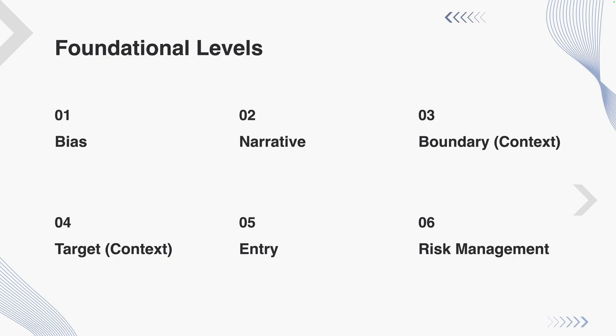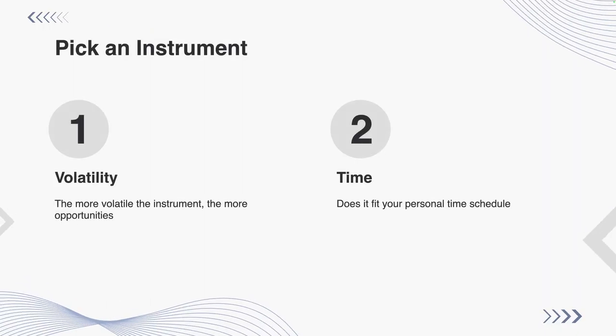That's quite important. Now, if we move on, then we see pick an instrument. If you are interested in a flow trading plan, then this is the first thing I would suggest you go ahead and do. Pick an instrument. The first thing we want to focus on when picking an instrument is volatility, because the more volatile the instrument, the more opportunities.